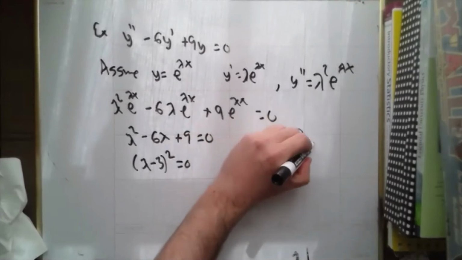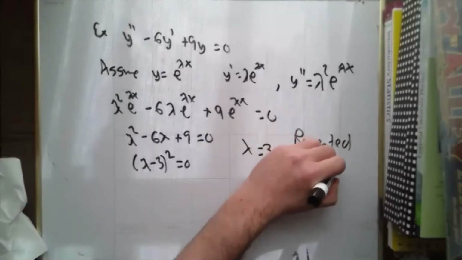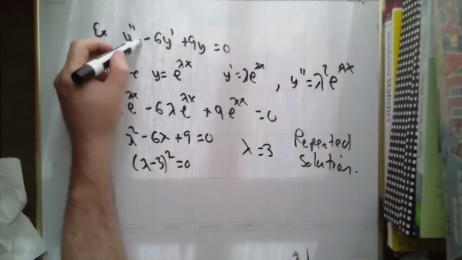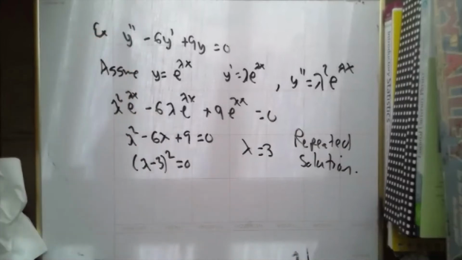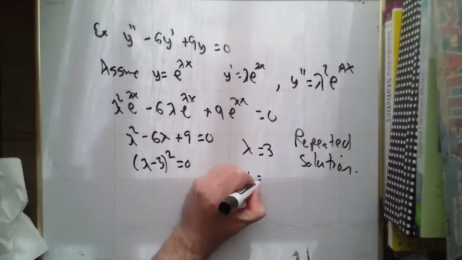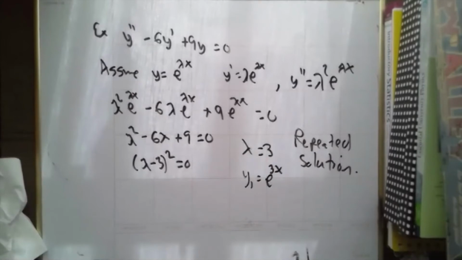So let's write that out. We know we need two linearly independent solutions to build our general solution because it was second order. If it were 10th order, we would need to find 10 solutions. We know y1 is going to be e to the 3x. Now we've got to find another one.